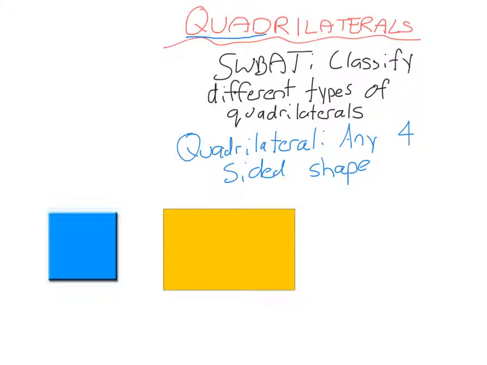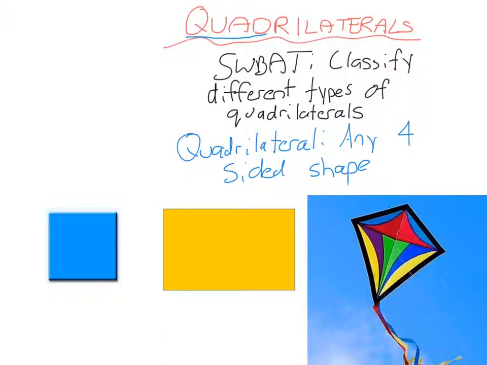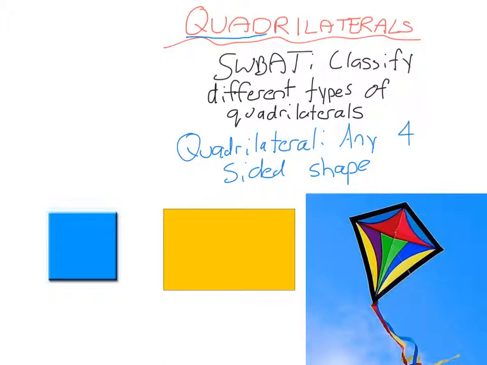So there you go. Another four-sided shape that you're probably aware of is a kite. This shape here has four sides, so it's a quadrilateral. Even though the kite looks a bit different, any shape with four sides is a quadrilateral. We're going to go through the definitions of what makes each of these shapes, a square or a rectangle or whatever.